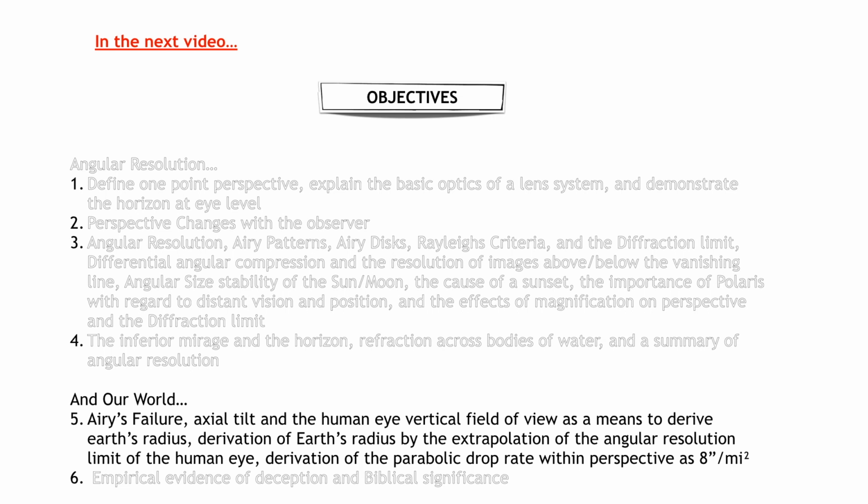So hopefully we covered the inferior mirage and the horizon refraction effects across bodies of water, and we summarized angular resolution up to this point. We're now going to turn, in the next video, to the world we've been given, and so not necessarily the world that we observe. We'll discuss a little bit about Airy's failure, axial tilt, and the human eye vertical field of view as a means to derive Earth's radius in one way, and then the derivation of Earth's radius by the extrapolation of the angular resolution limit of the human eye, and the derivation of the parabolic drop rate within perspective, commonly known as 8 inches per mile squared.